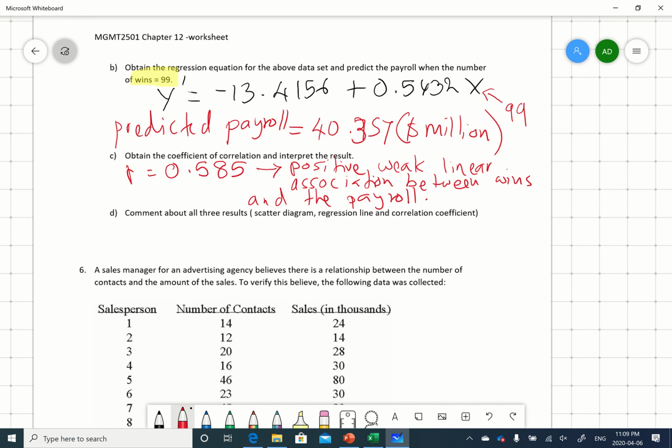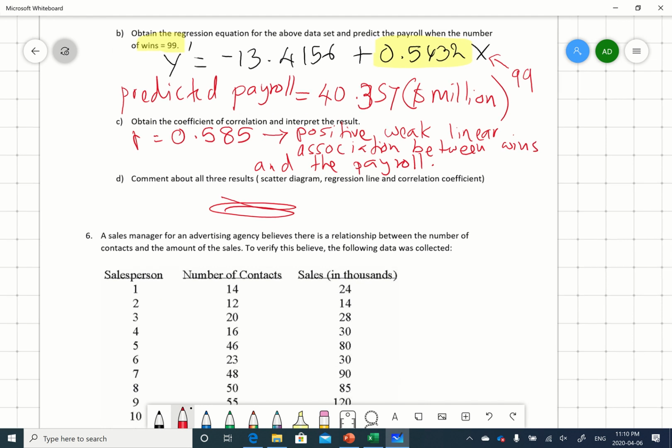Then it's asking to comment on all three results. From the regression equation, we couldn't tell the strength, only that it's a positive association. From part C, we learned that it's a weak linear association. So you can summarize the same thing over here.